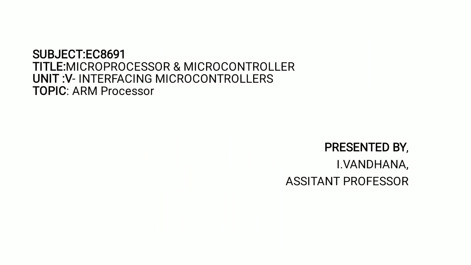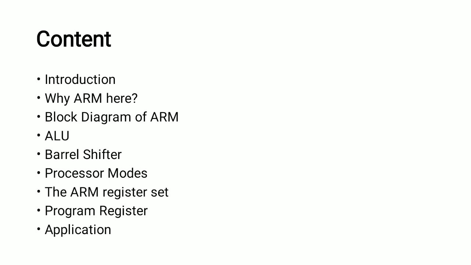Today we are going to see about microprocessor and microcontroller, the unit of interfacing microcontrollers, and the topic is ARM processor. These are the contents of ARM processor: introduction of ARM processor, why ARM is here, block diagram of ARM, ALU, barrel shifter, processor modes, the ARM register set, program register, and applications of ARM processor. Let us discuss one by one.